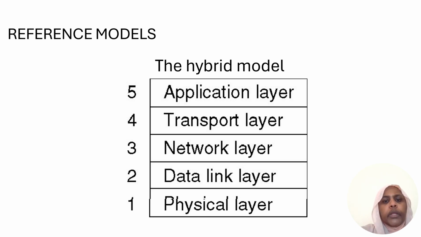In this course, we will use a hybrid model of 5 layers: application, transport, network, data link, and physical layer, omitting the session and presentation layers, because, as we have said, they are of little use for most applications nowadays. And this model is adapted from Computer Networks by Andrew Stewart Tanenbaum.